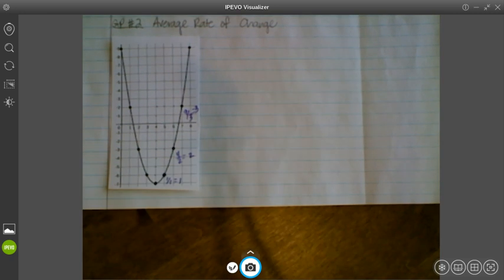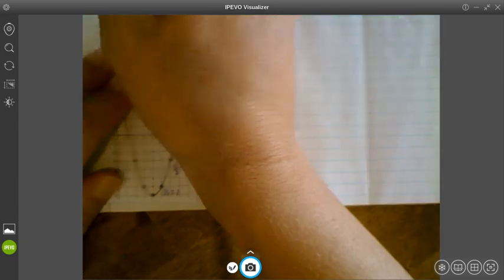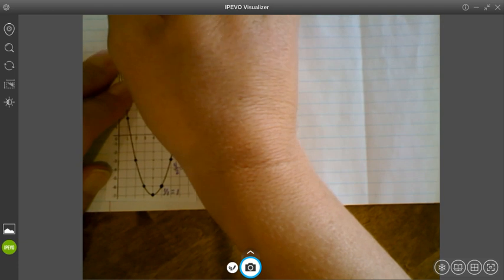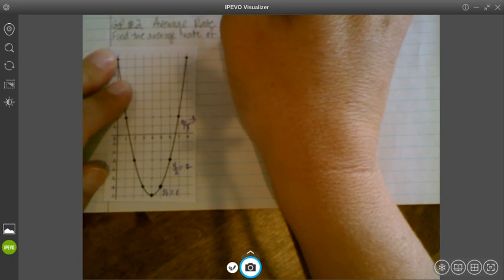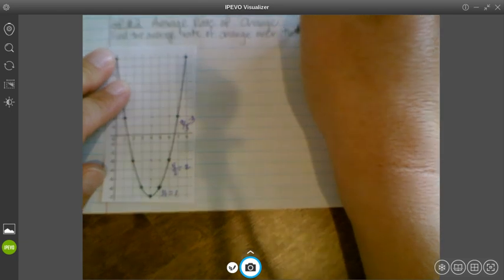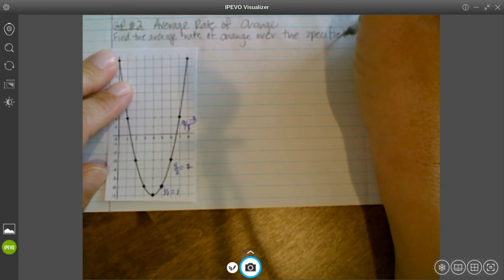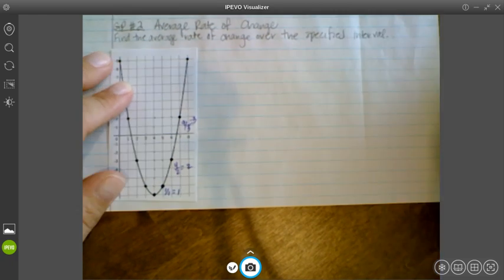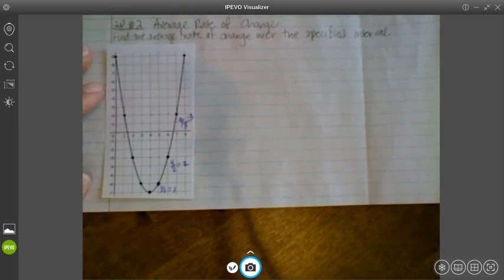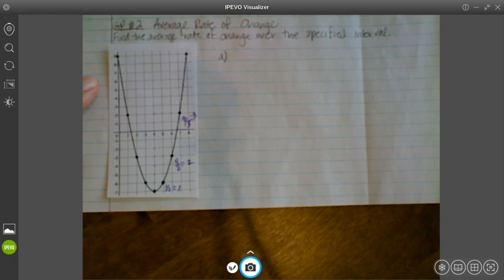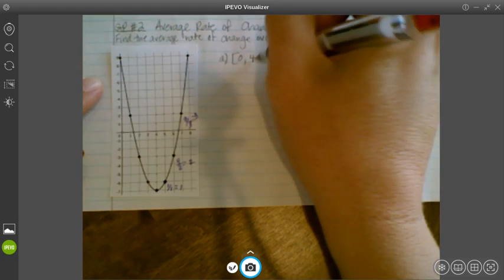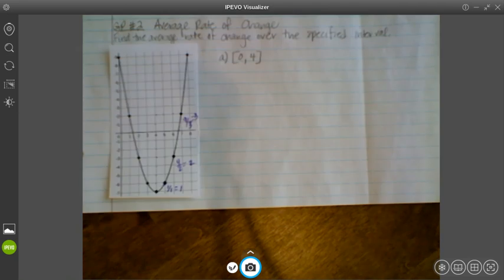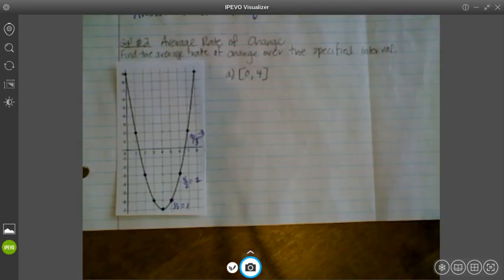So what we're going to do here is find the average rate of change over the specified interval. So I'm going to give you two different scenarios to look at. Now, the interval or the domain that you're given is going to be in interval notation. So if I asked you to find the average rate of change over the interval from 0 to 4, what you have to do is look at your graph to determine the coordinates of those points.